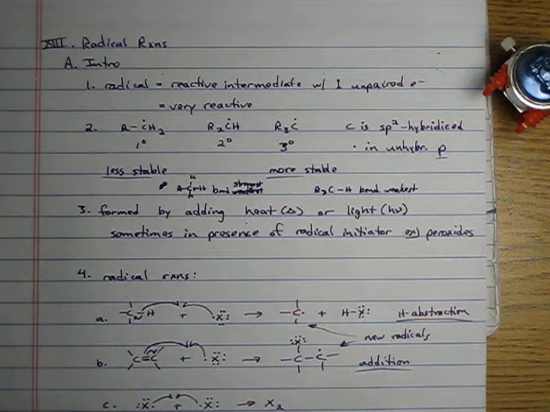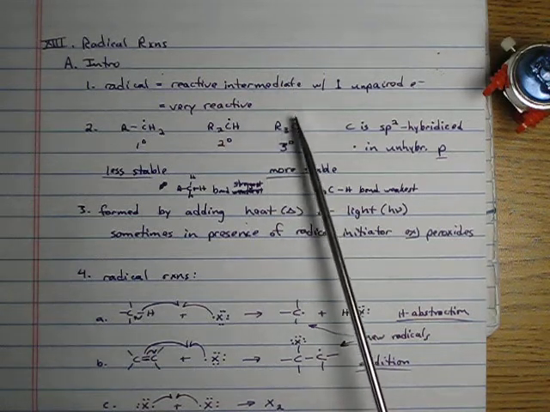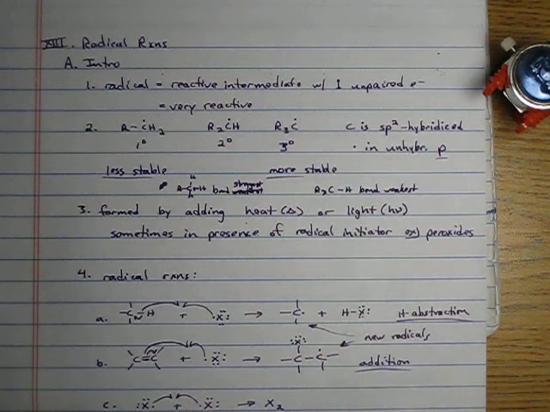All right, let's look at chapter 15, the last chapter of the semester, radical reactions. Okay, little introduction. First, radicals are very reactive intermediates with one unpaired electron.